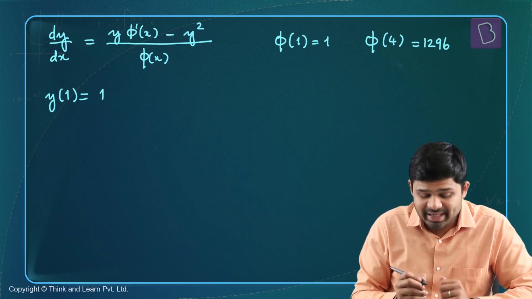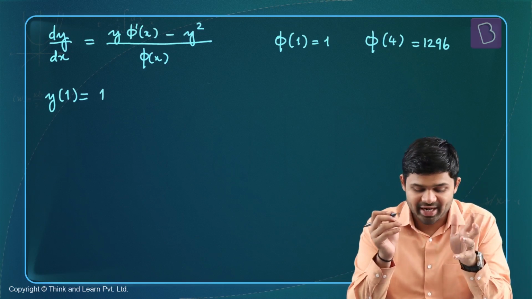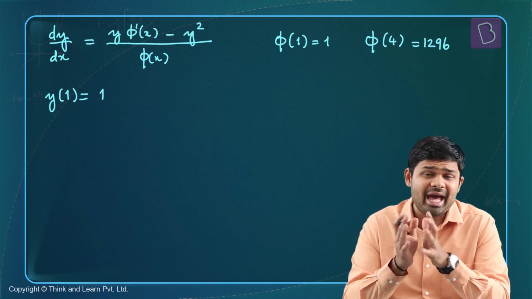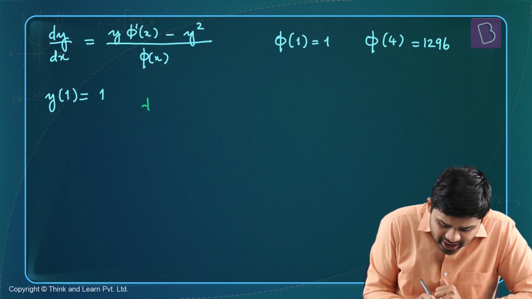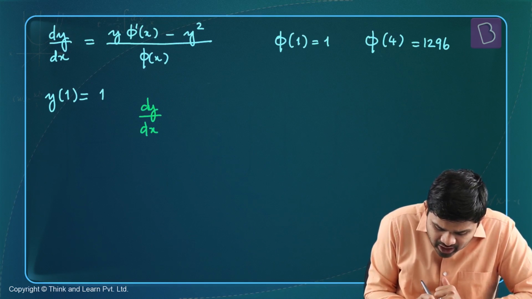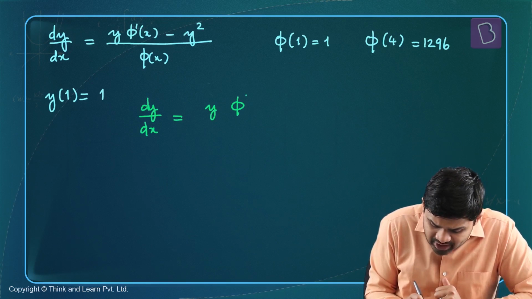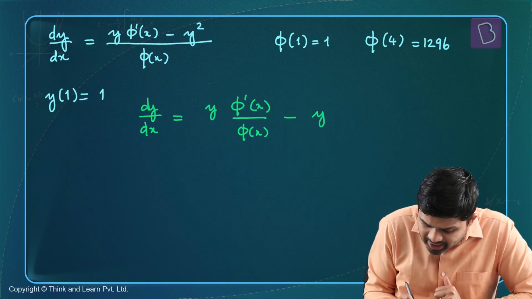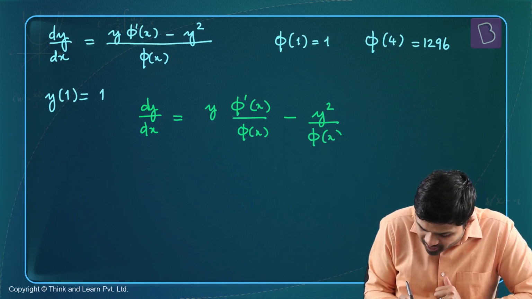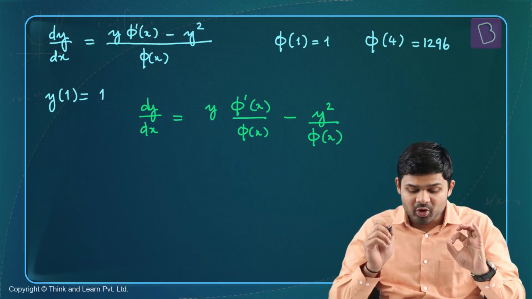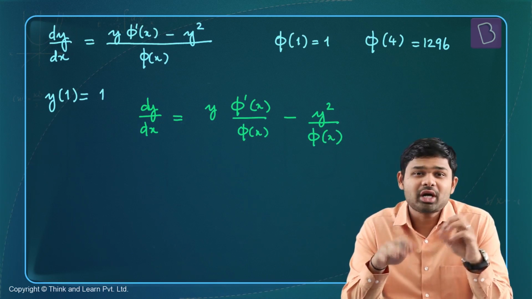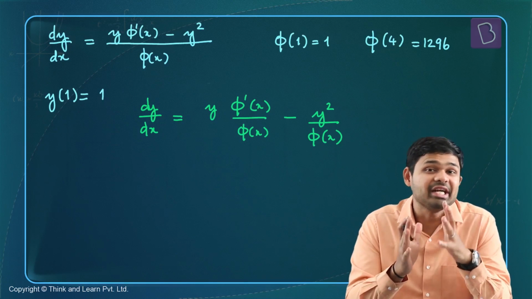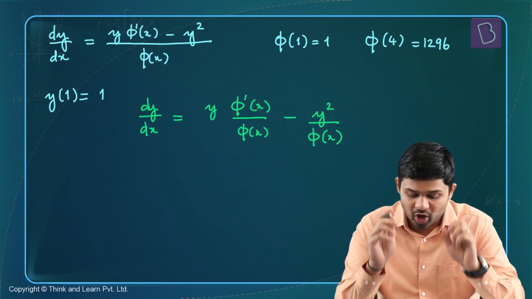So we have dy by dx equal to y times phi dash of x minus y square divided by phi of x. So I'm going to divide the RHS into two different terms. So I can write dy by dx to be equal to y times phi dash of x divided by phi of x minus y square divided by phi of x. Well, now I'm going to do something very interesting. I'm going to convert it into a form which will probably be like a linear differential equation. So let's try if that is possible.